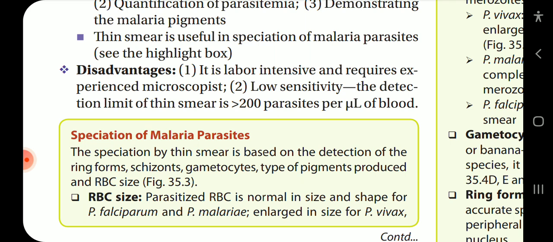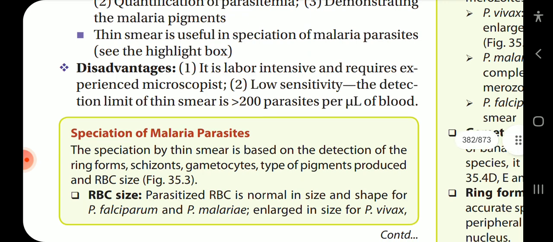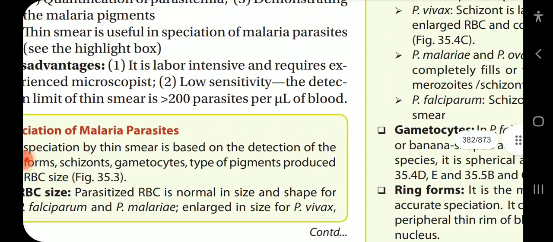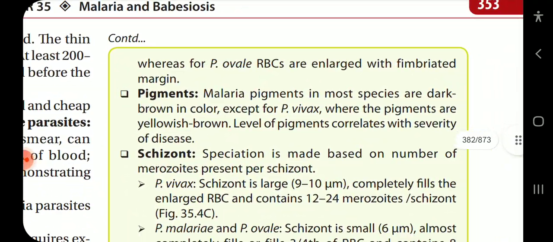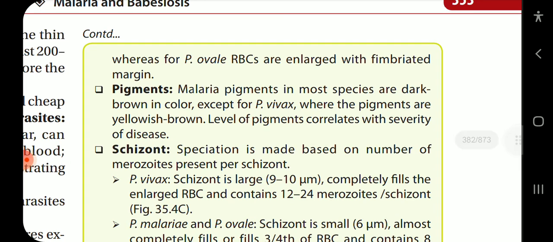Speciation of malarial parasites. The speciation by thin smear is based on the detection of the ring forms, schizont, gametocyte, type of pigment produced, and RBC size. RBC size: parasitized RBC is normal in size and shape for Plasmodium falciparum and malariae, enlarged in size for Plasmodium vivax, whereas Plasmodium ovale RBCs are enlarged with fimbriated margin. Pigments: malarial pigments in most species are dark brown in color except for Plasmodium vivax, where the pigments are yellowish brown. The level of pigments correlates with severity of the disease.